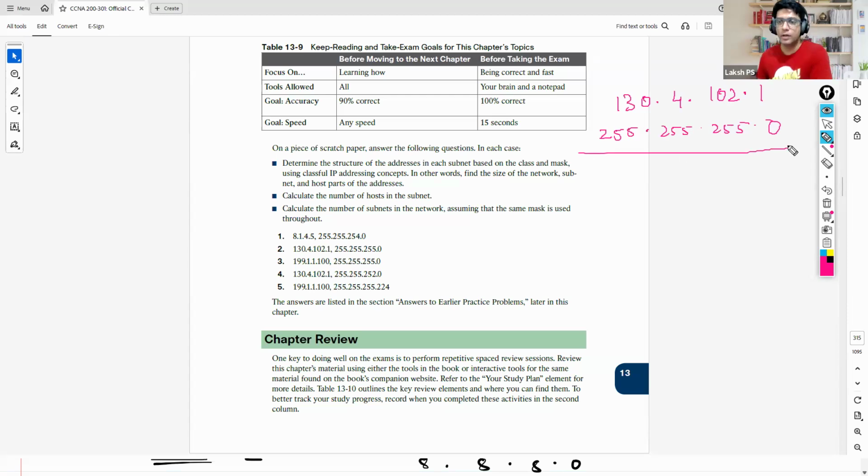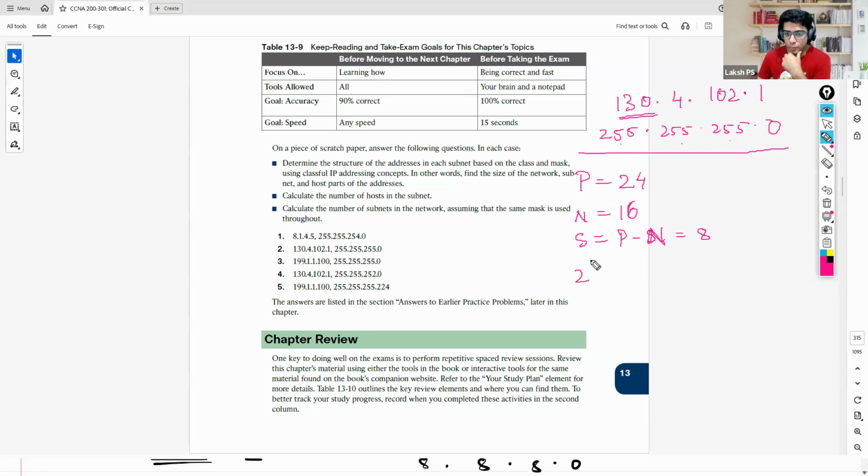Okay. So how many P bits do we have, or the total number of ones? We have 8 plus 8 plus 8, we have 24. Okay. How many network bits do we have? This is a class B IP address. So we have 16 network bits. If we have 16 network bits, then S is basically P minus N, which is 24 minus 16, which is 8. So we have 8 subnet bits.